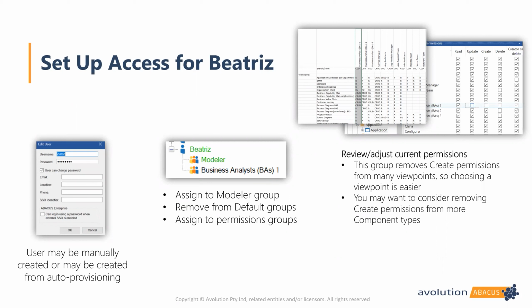And that's actually going to be perfect for making it easier for the enterprise modeler to create a diagram, knowing exactly which viewpoint to choose, because we're not providing so many different viewpoints as options. But of course, we might need to make some adjustments to that. So for example, application is something that business analysts can still update and create, and we might not want to allow that. Perhaps that's coming in from ServiceNow or something like that. So we can go to that component type and remove those permissions for this group.